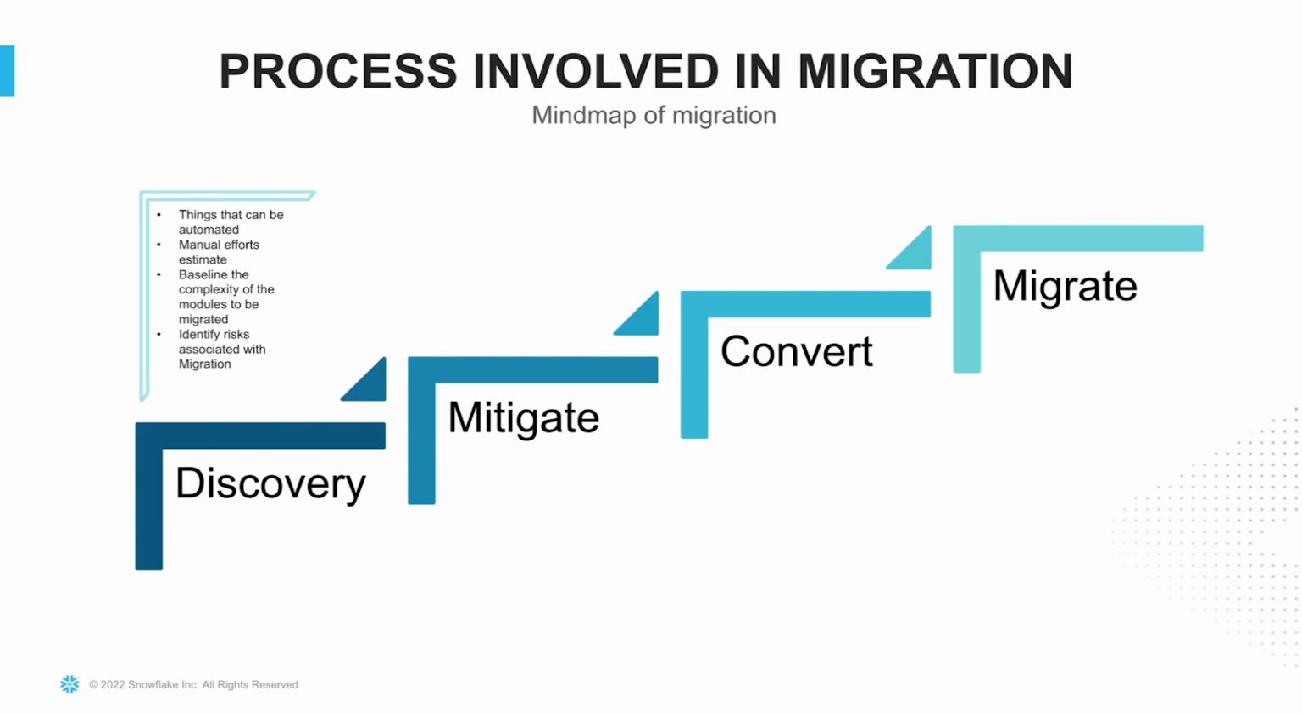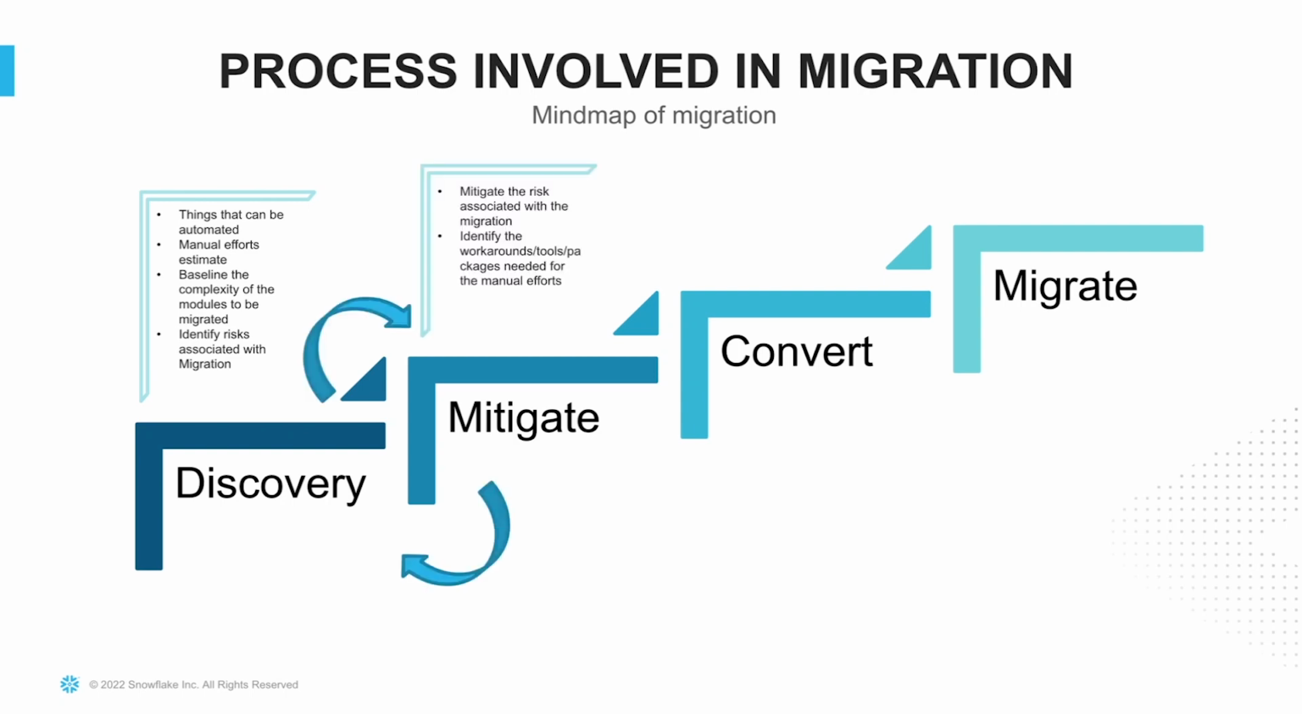In the discovery phase, we analyze the code that needs to be migrated. The main reason for the analysis is how much we can automate the migration, how much manual effort is needed, how complex the modules are, and what packages are involved. All this comes in the discovery phase. In the mitigation phase, you have to worry about the things that you cannot automate and then identify the solution for that step. And then basically, this is a cycle.